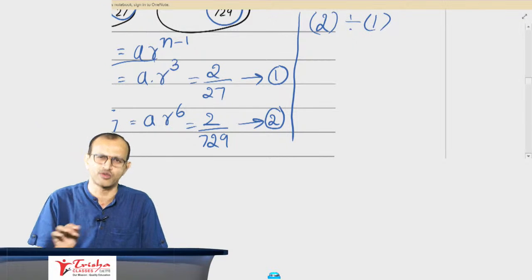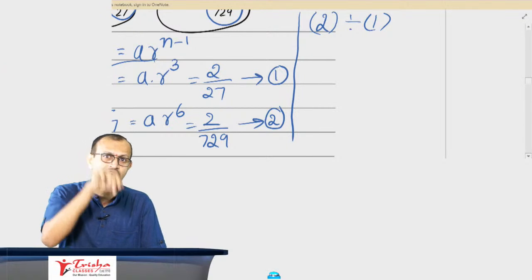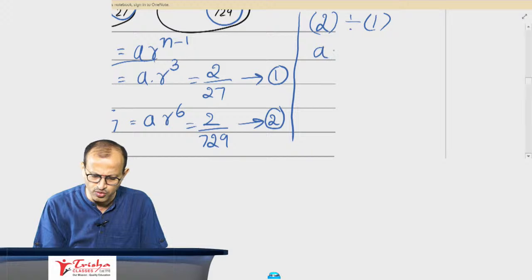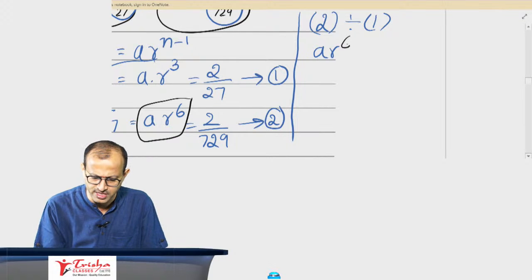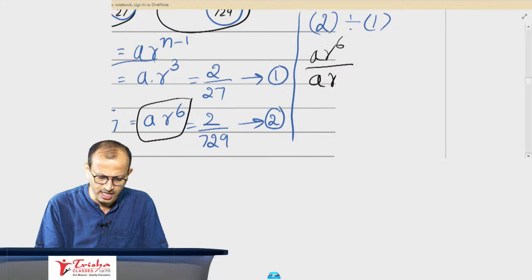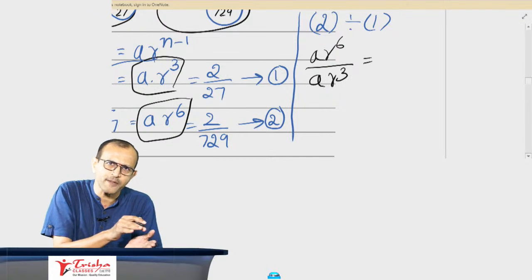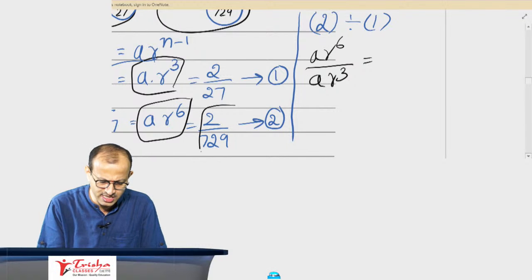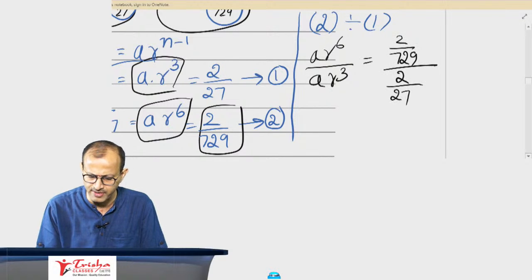Anything is okay. But I take 2 because of A r to the power 6, and r to anything you will get the answer. So I will write on the left side A r to the power 6 by A r to the power 3. I did the left side, now I have to do the right side. Right side is 2 by 729 divided by 2 by 27.